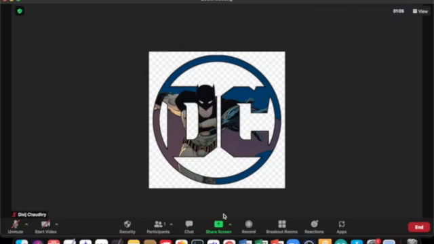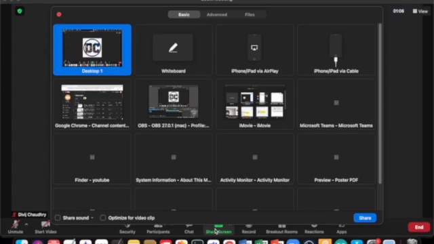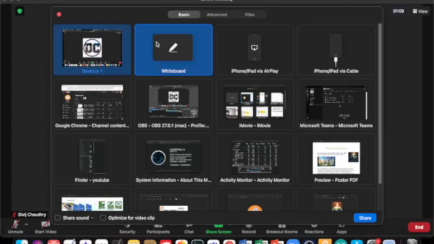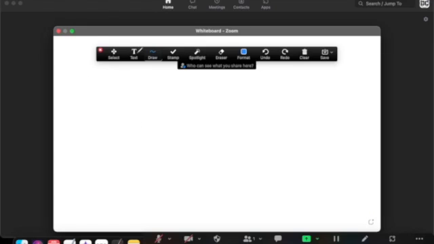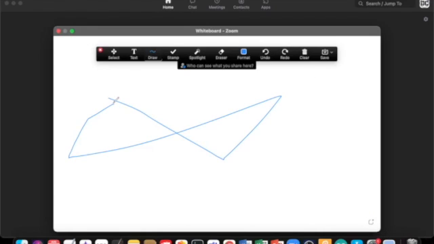First things first, you click on share screen and over there you click on whiteboard instead of desktop one. So here you click on share. So now we have our whiteboard. You can draw, you can erase.